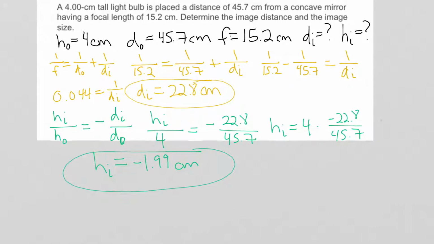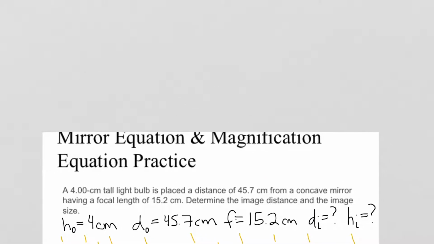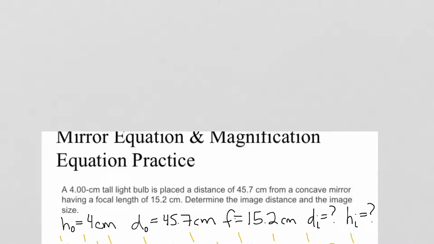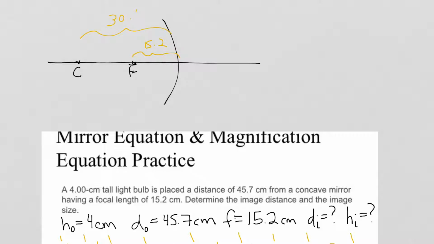And let's think about this problem. I'm actually going to move maybe up here. All right, let's think about this problem. Does it turn out to be like what we expected from before? Well, this is a concave mirror. It says so. Right? And we have some focal point, which is 15.2 centimeters away from the mirror. That means that our center of curvature would be double that distance, 30.4.